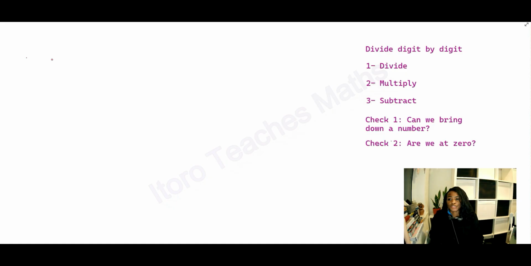Okay, so I just wanted to spend this time to show you some areas, some places where things can go wrong and how you can find those things and how you can fix it. So let me give you an example. So let's say you were going to do 96 divided by 3.